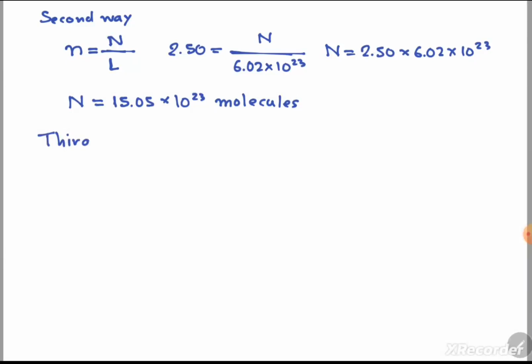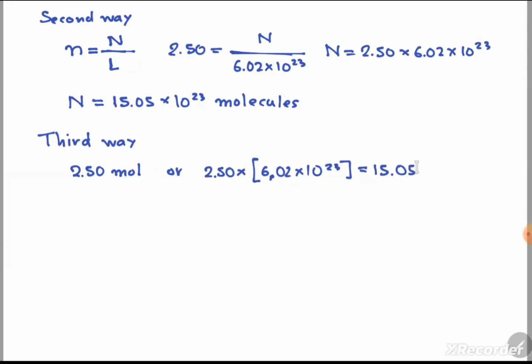The third way, we can do it straight. We have 2.50 mol, or 2.50 times the Avogadro constant, and we have quickly the number of molecules. You can use one of the three ways.